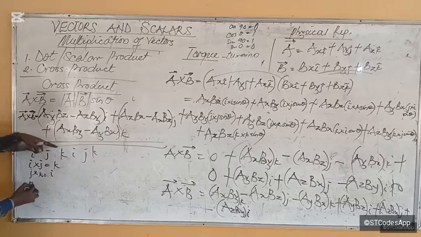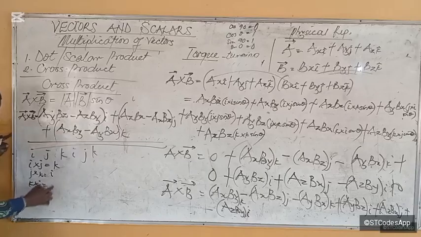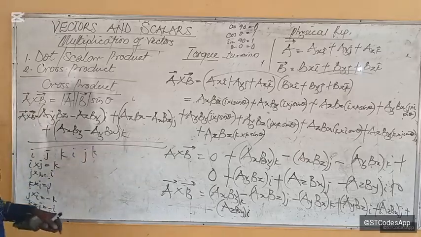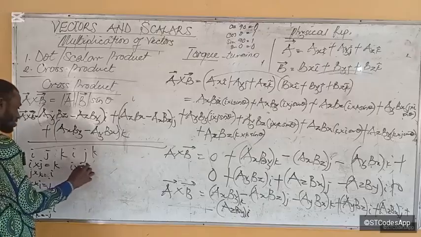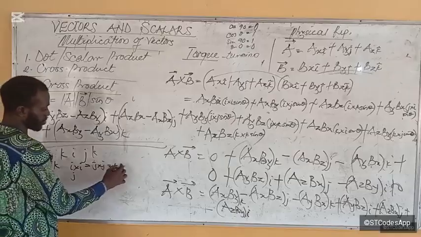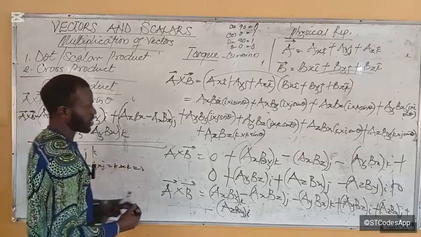Then K cross I will give us the next one in front, which is what? J. Is that clear? Once you reverse this, J cross I will give you minus K. K cross J will give you minus I. And I cross K will give you minus J. So if you use this to verify all that we have done, you see that we are correct. And I cross I is 0. I cross I is the same as J cross J, which is the same as K cross K, which is equal to 0. Is it clear?